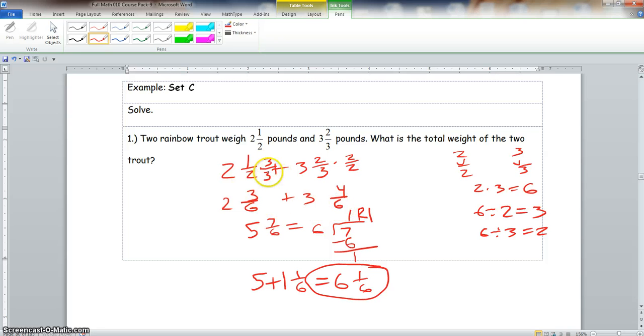So now we multiply this fraction by 3 over 3 and this fraction by 2 over 2. 1 times 3 is 3. 2 times 3 is 6. 2 times 2 is 4, and 3 times 2 is 6. So you got 2 and 3/6 plus 3 and 4/6.